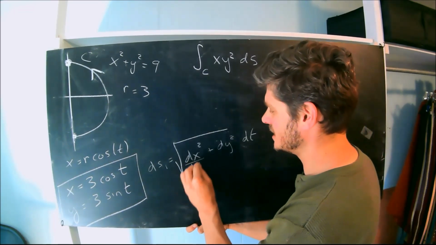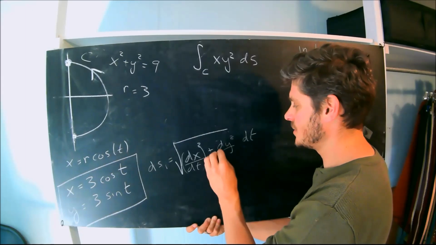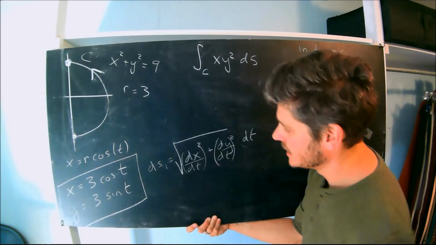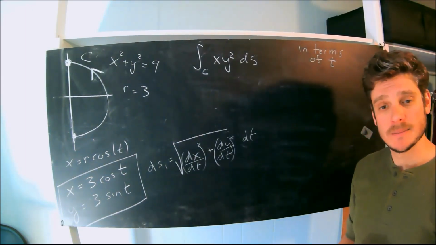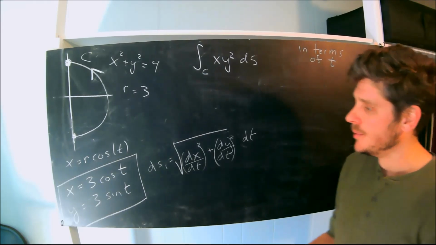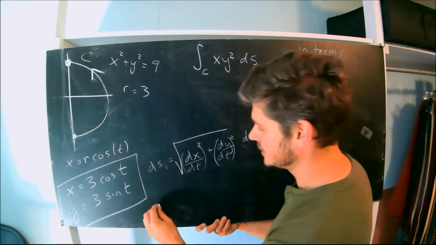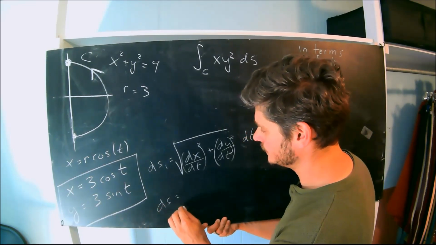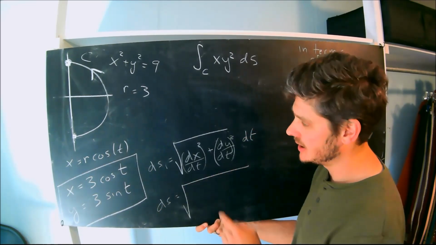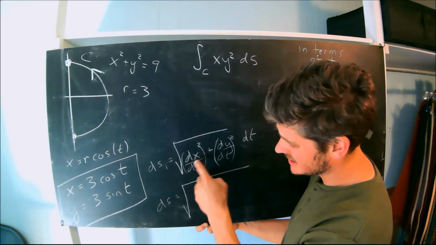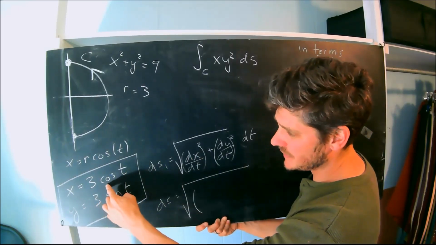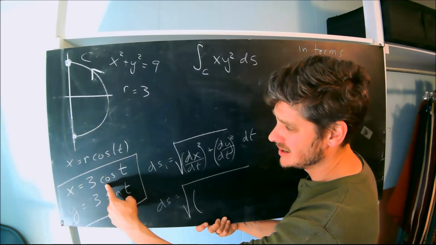Right? Or actually, I should probably put the dt's, right? Should be thorough. Alright, which means I need to find the derivatives here. So ds is equal to the square root of, well, dx. So what is the derivative of x with respect to t?